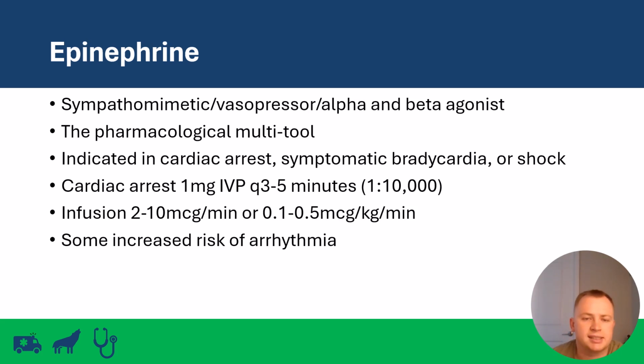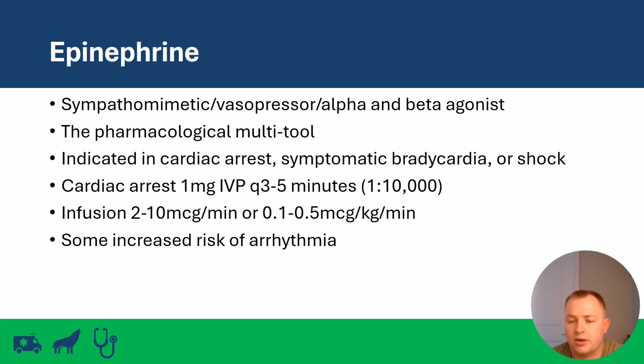Epinephrine is a sympathomimetic. It's a vasopressor, and it's an alpha and beta agonist. Epinephrine is like the pharmacological multi-tool. It does a lot of things. In ACLS, it's going to be indicated in cardiac arrest. You're going to give your 1 milligram IV push every 3 to 5 minutes, and that's epi 1 to 10,000, or 0.1 milligram per 1 ml if you see the concentration written differently. It's also indicated in symptomatic bradycardia and shock.